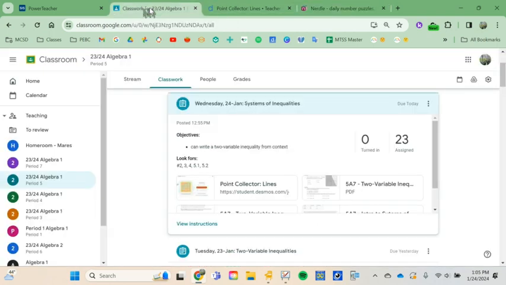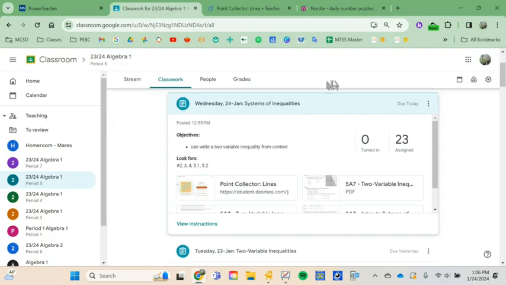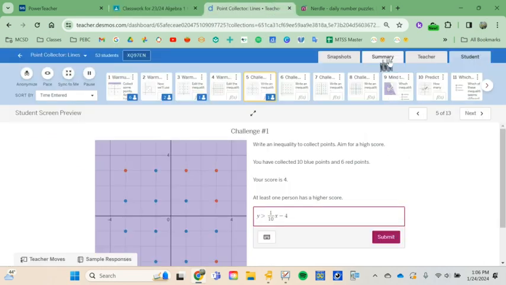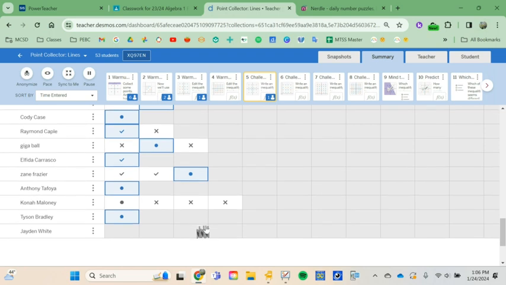I need you to log in to Google Classroom and open up this activity right here, Point Collector. So you should be in Desmos. I think everybody's in Google Classroom by now. Let me see who I have so far, and I'll explain it to you. Let me just get everybody in there first.